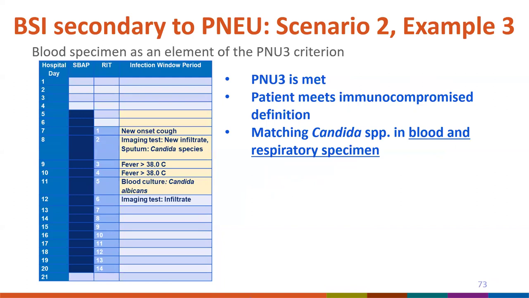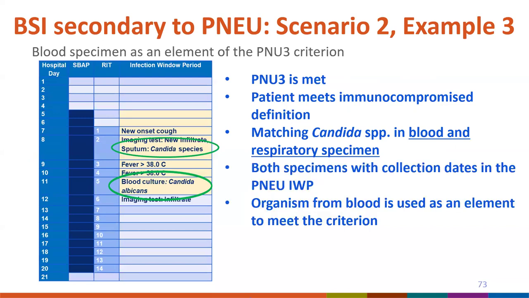Now let's look at Nu3 for an immunocompromised patient. The blood and respiratory specimens have matching Candida species identified, and both specimens are collected within the IWP. So the Candida BSI can be attributed as secondary to Nu3.